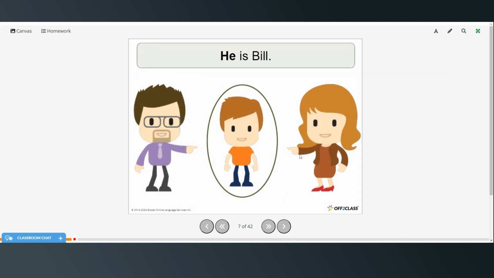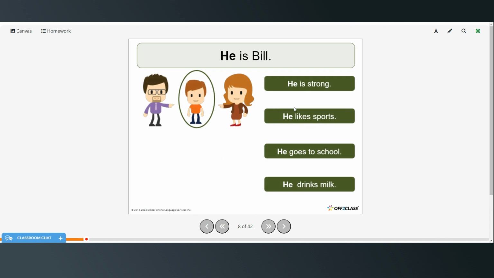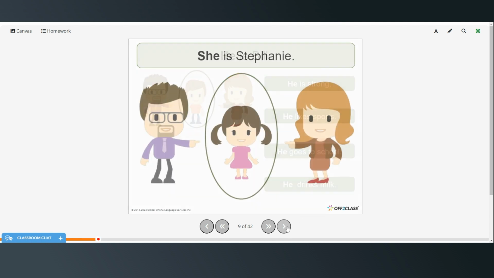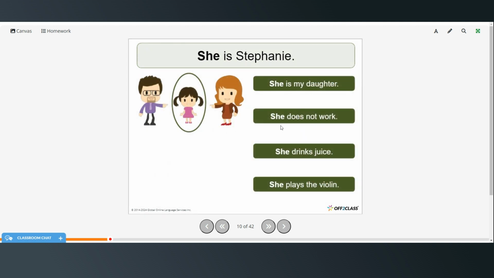Now, these two people are pointing to a third person who is a boy. So they are saying he is Bill, and we use he for boys and men. He is strong. He likes sports. He goes to school. He drinks milk. And now they're pointing to a third person, and this time it's a little girl, so they say she. We use she for girls and women. She is Stephanie. She is my daughter. She does not work. She drinks juice. She plays the violin.